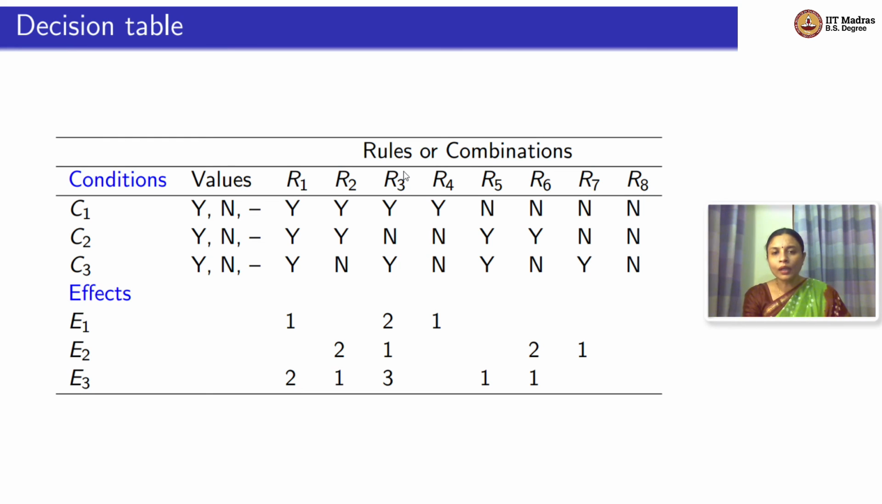So if you take the third column here corresponding to R3, it says condition 1 is met, condition 2 is not met, condition 3 is met. Then the effects are: do E2 first, followed by E1 second, followed by E3 third. In the case of R7, where conditions 1 and 2 are both marked N for no, they are not met, condition 3 is met, the only effect is do E2. So this is how you read the decision table.